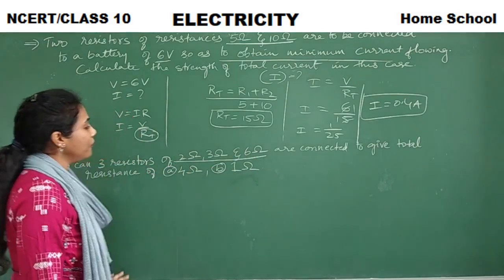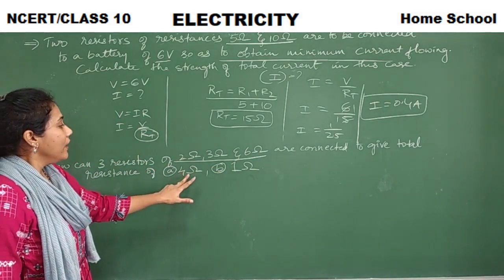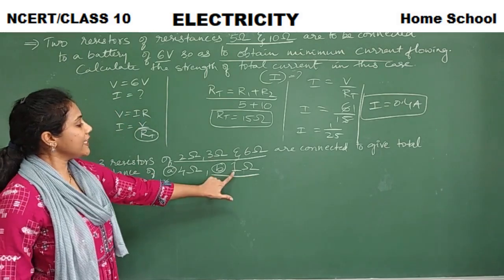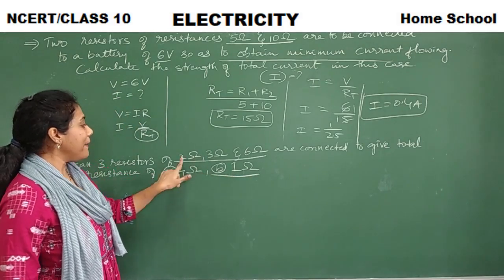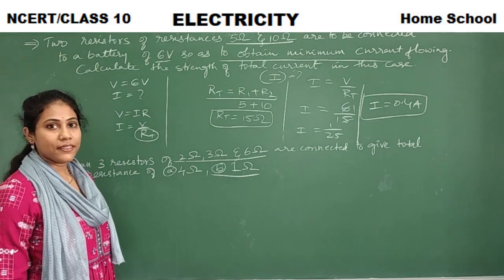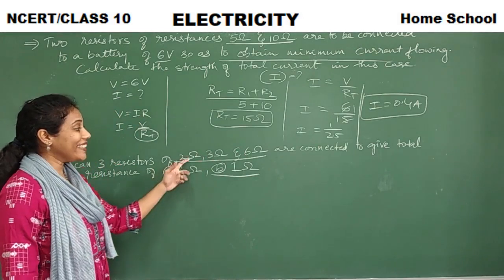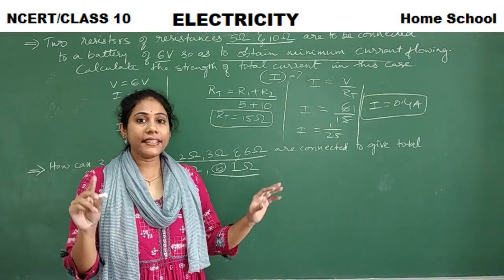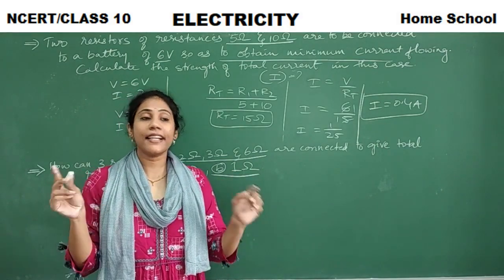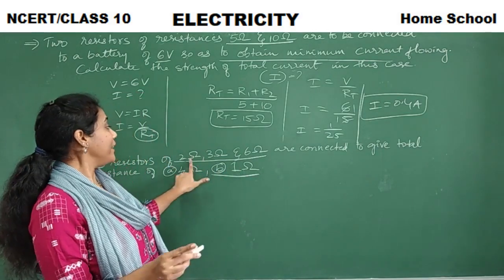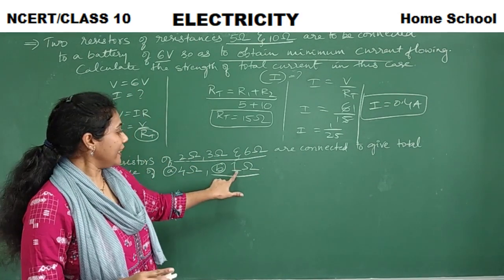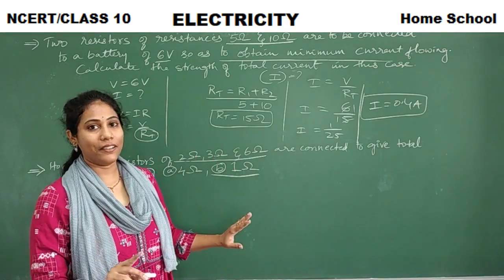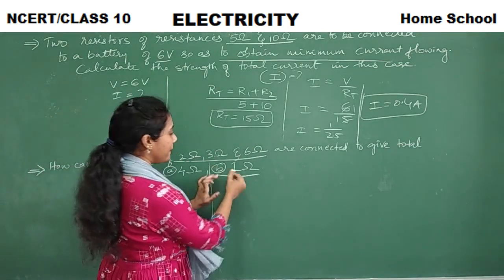Observe carefully here. In case of B, the total resistance is very much lesser compared to the individual resistances. When does this happen? When these three are connected in parallel. When resistors are connected in parallel, the total resistance is less compared to the individual resistances. So definitely, when do you get 1 ohm? When these are connected in parallel. First let us work out the B question.